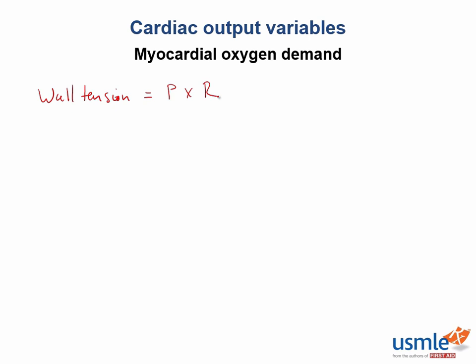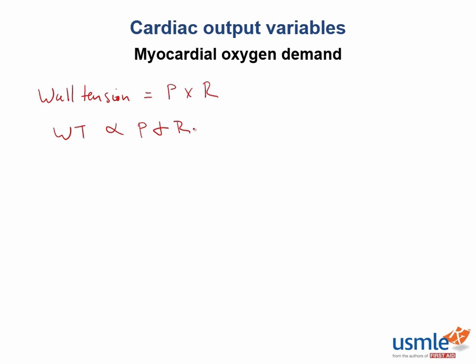So as I just stated, wall tension is determined by the pressure and the radius. As the pressure goes up, the wall tension goes up. And as the radius goes up, the wall tension goes up. So to say this another way, wall tension is directly proportional to pressure as well as radius.